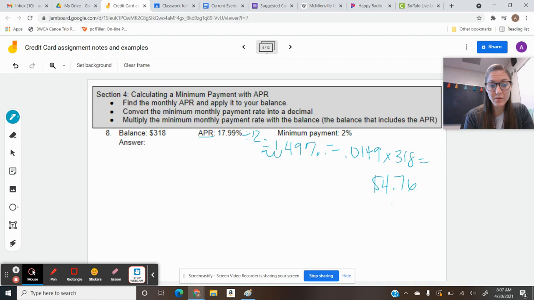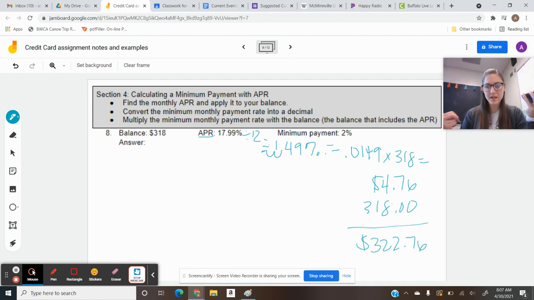In order to figure out how much total that would be on our bill, we just add that to our balance of 318. And when we do that, we get $322.76.